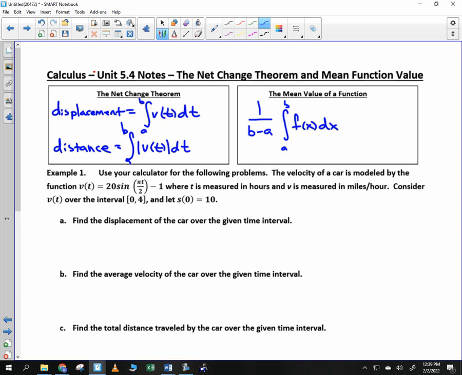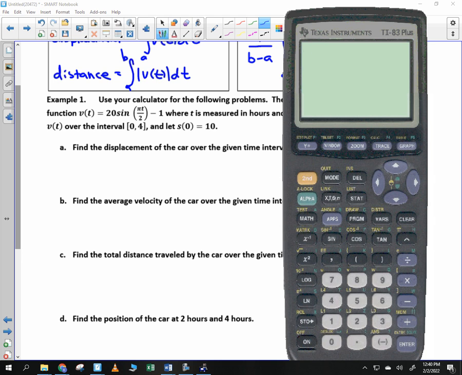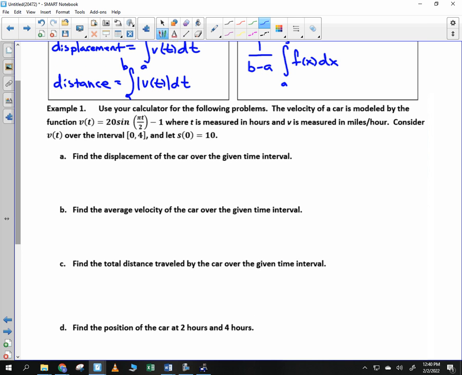And so that's going to be an important piece that we're going to put into play as we try this problem. Do you have your calculators out? Get them out, ready to go. So we're going to pick up where we left off yesterday. Notice that yesterday we were given a rate function, and we used that rate function to find total distance and total displacement, and we're going to pick up with that right here.